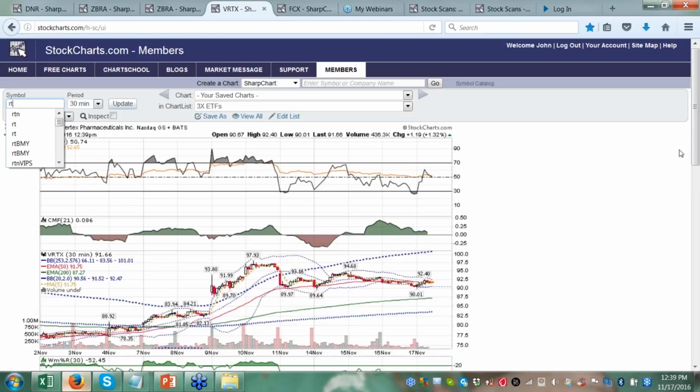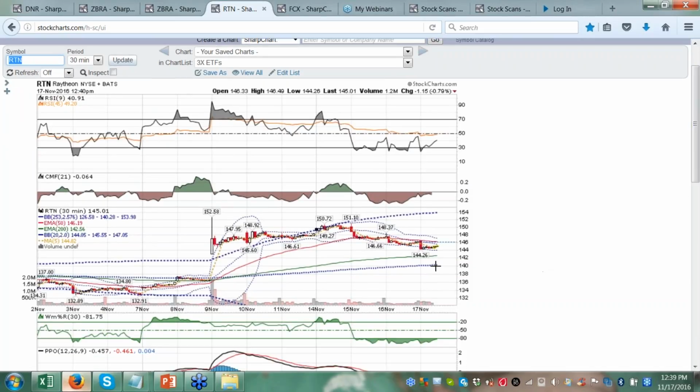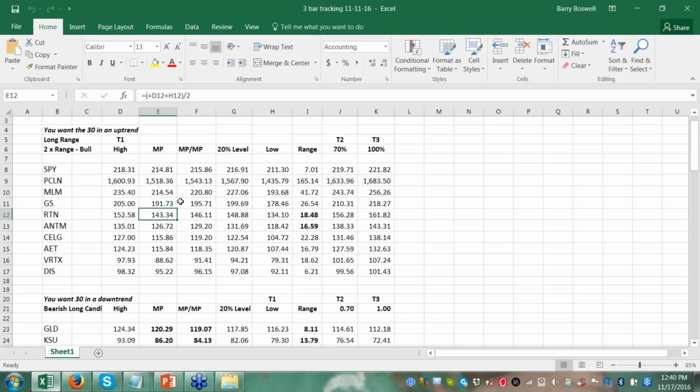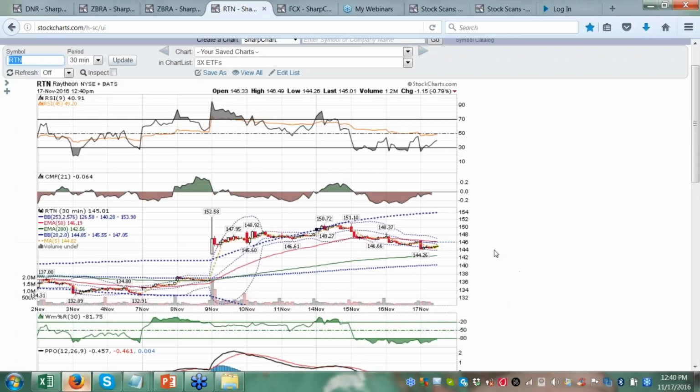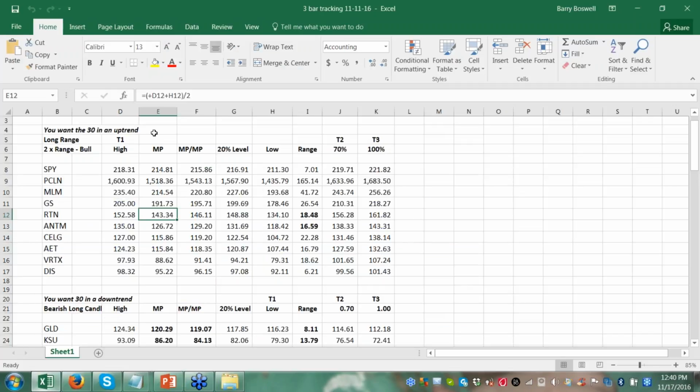RTN had a really strong price move last week, not off the earnings, off the election. So it's down to a low of 144. Okay. The midpoint's 143.34. So this is kind of getting down to the area where it might make a push up. Let me bold that. I could take a look at that.